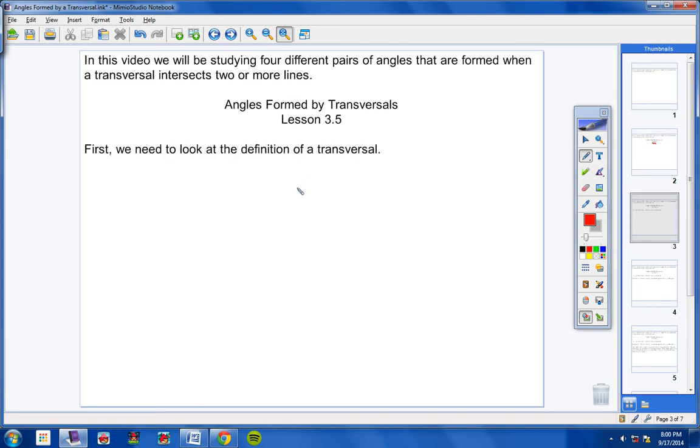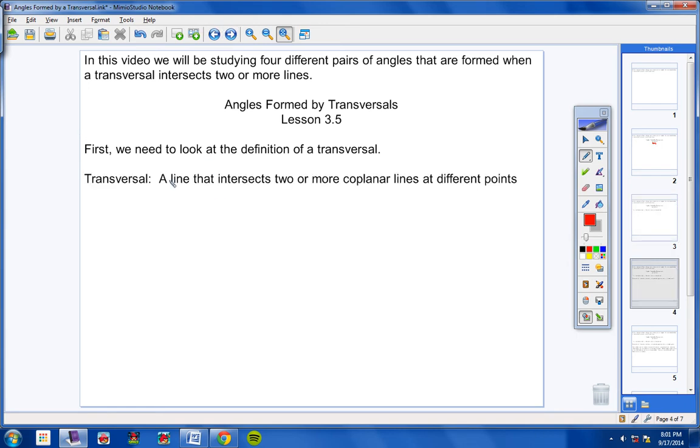Now, first, we need to start off by looking at the definition of what a transversal is, okay? So let's go ahead and copy this in your notes, please. You're responsible for this definition, and you need to know this for upcoming tests and quizzes, okay? So copy this down. A transversal is simply a line. That's all that it is, students.